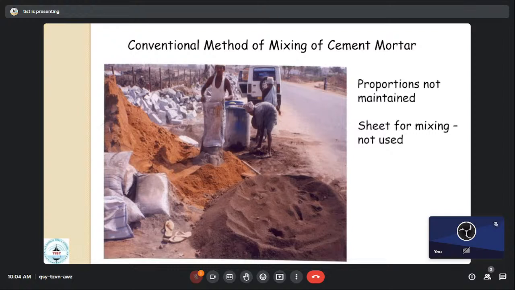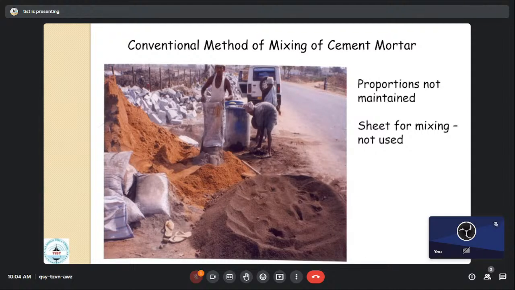They just spread out a big lot of sand, the fine aggregate, and one bag of cement is being emptied out there. What is the proportion that they are going to follow? Is there any proportion? No proportion. Is it a good practice or a bad practice? This is what we are going to see when you go to the site. These types of practices are very common, very common.